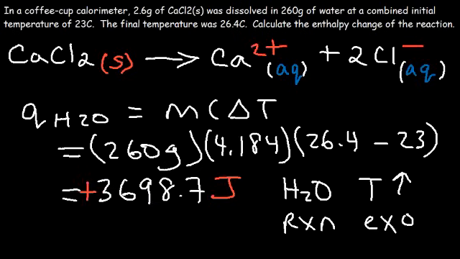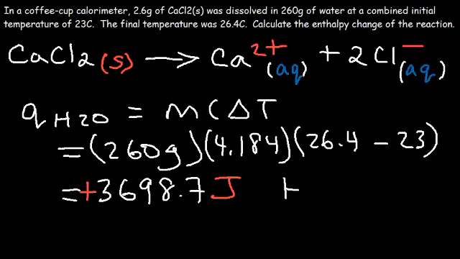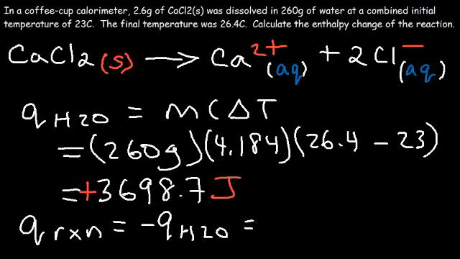Let's say if the temperature went down, that means water lost heat energy. It released heat energy to the reaction, which means the reaction absorbed or gained heat energy. So it's endothermic for the reaction, exothermic for the water, if the temperature of the solution went down. But in this case, it's the reverse. So keep in mind, Q of the reaction is equal to negative Q of water. So that's going to be negative 3,698.7 joules. So we have an exothermic reaction in this particular example.